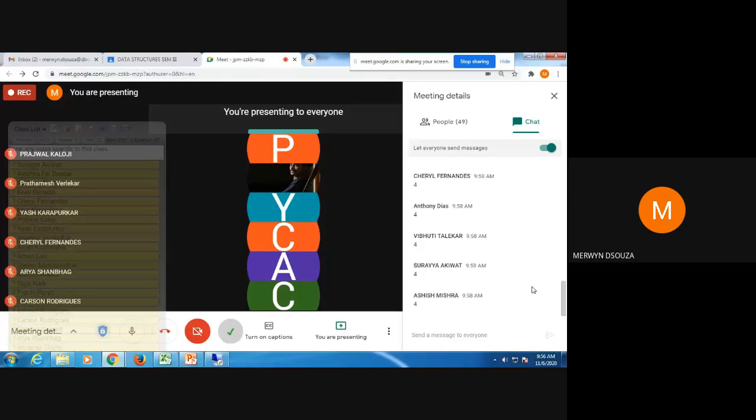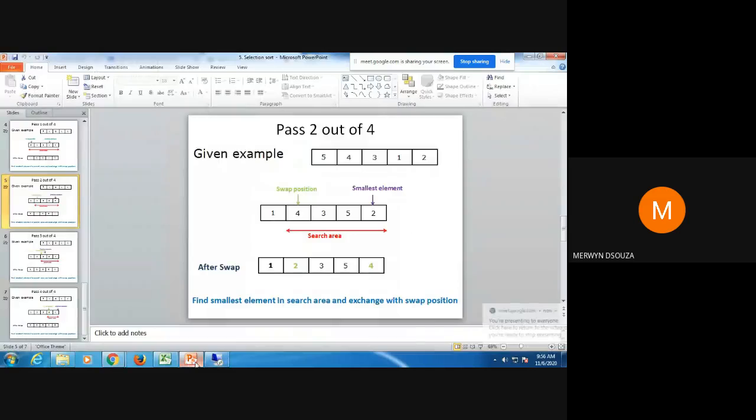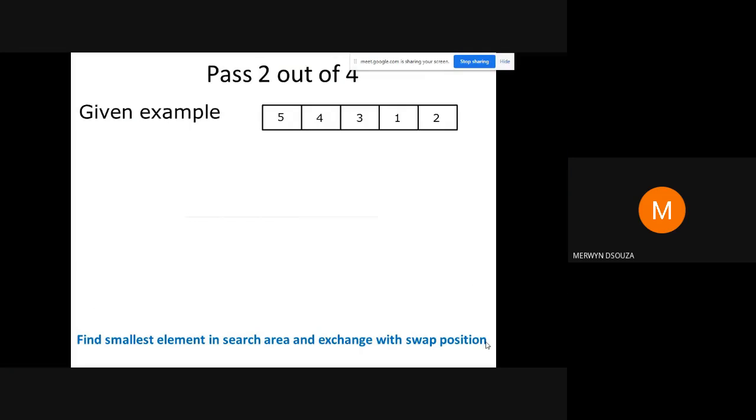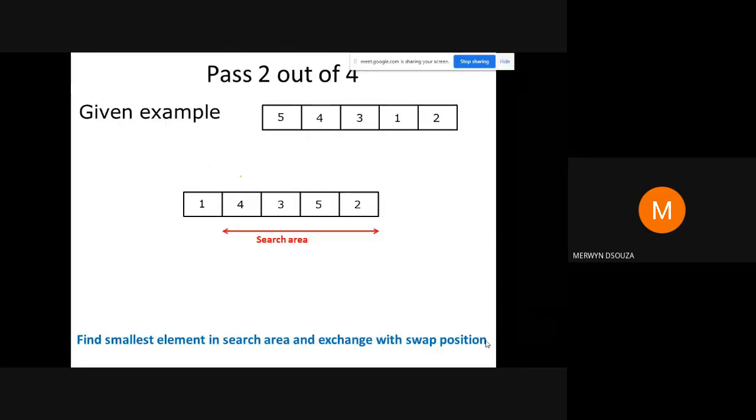Correct. It will be 4. How did you get 4? Because I told you the first element of your search area will be your swap position. So this is the first element of the search area, that is your swap position.